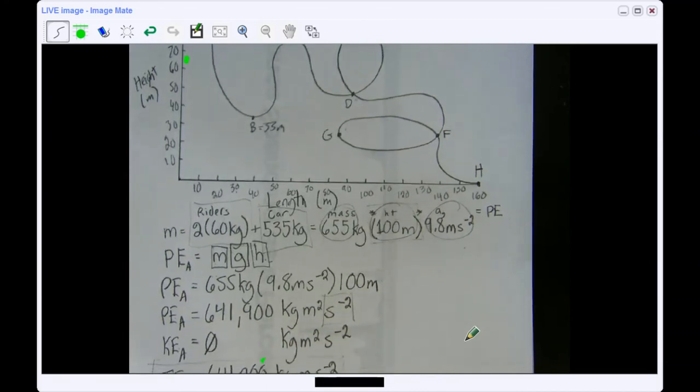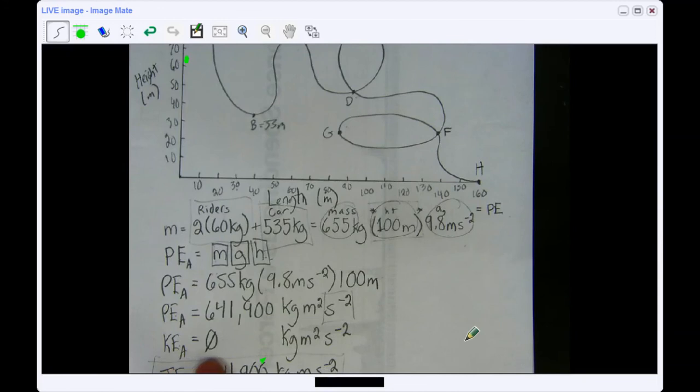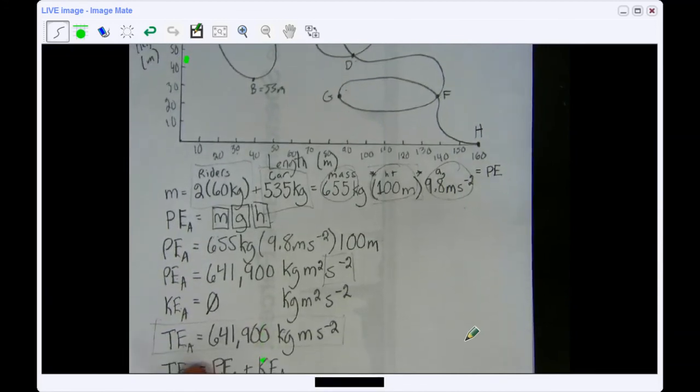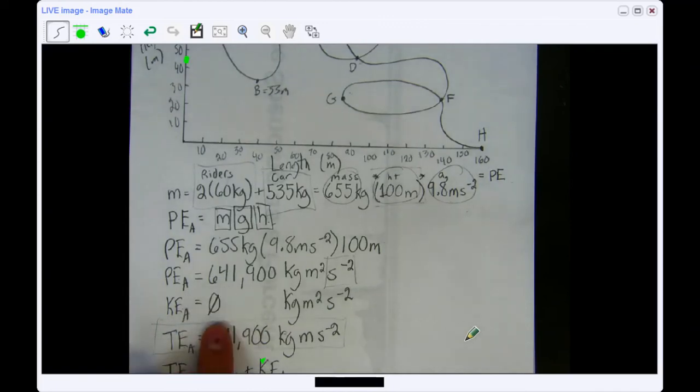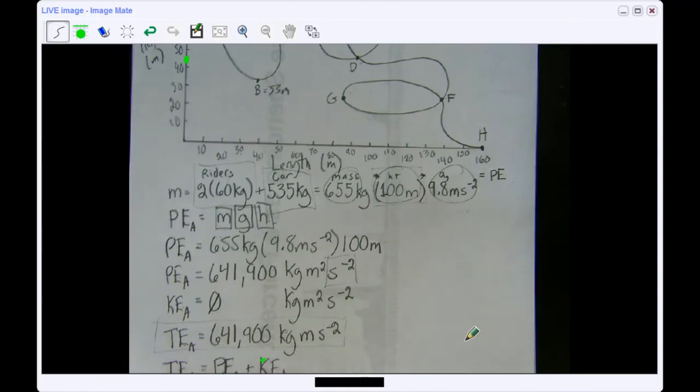The kinetic energy up top, since it's not moving, is going to be 0. The total energy, therefore, is this plus this, which is 641,900 kilogram meters squared per second squared.